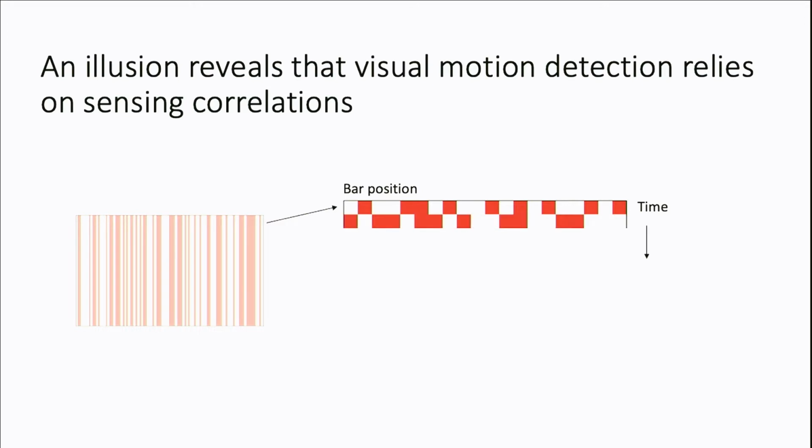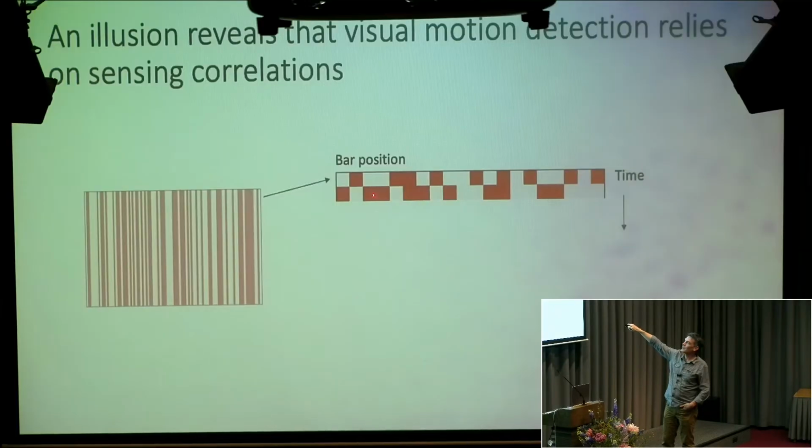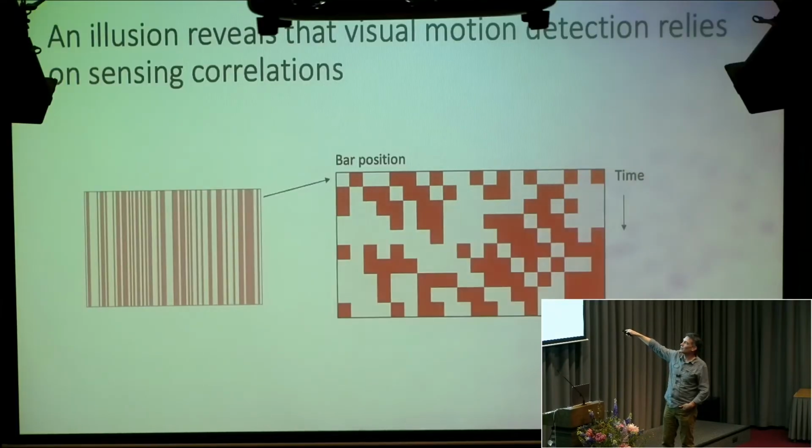There's no net motion. So what I'm doing is putting a pixel there, and then at the next time step, there's a high probability that the pixel on the right will be on, and so on. But it's not full probability. And so you see that there's a correlation to the right.